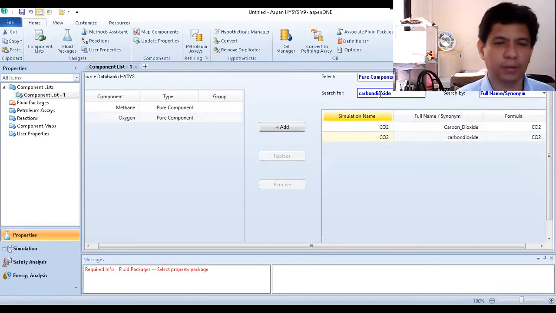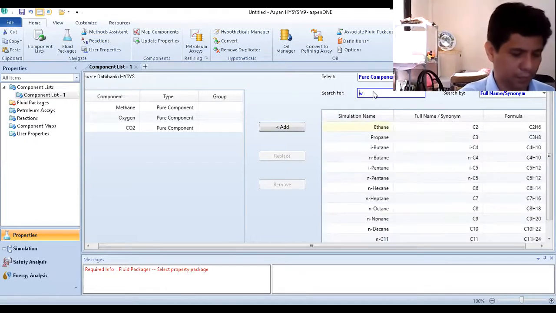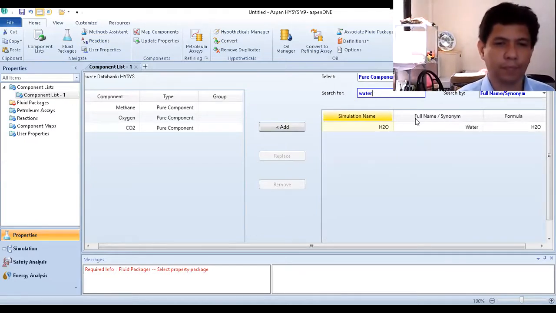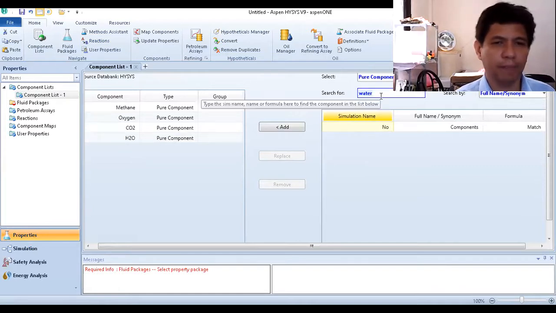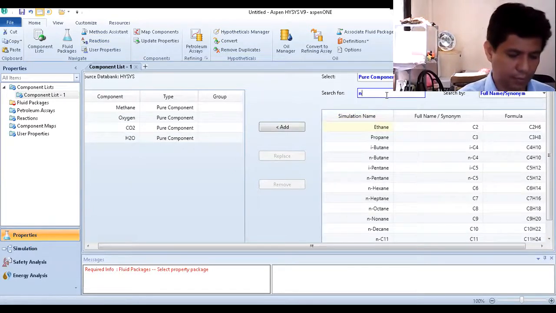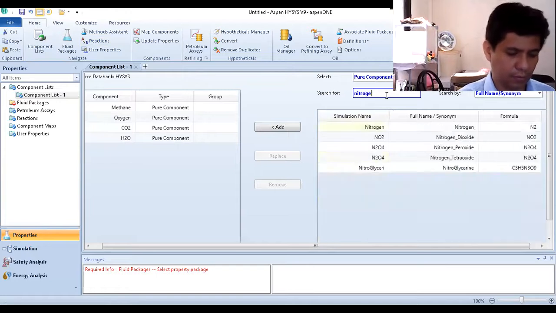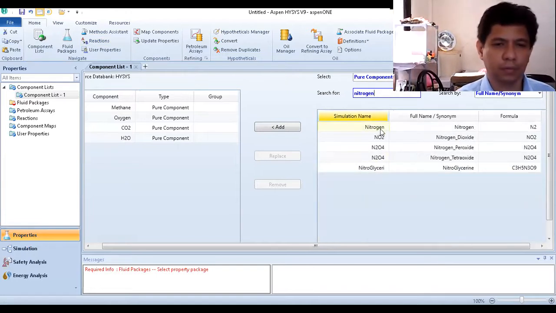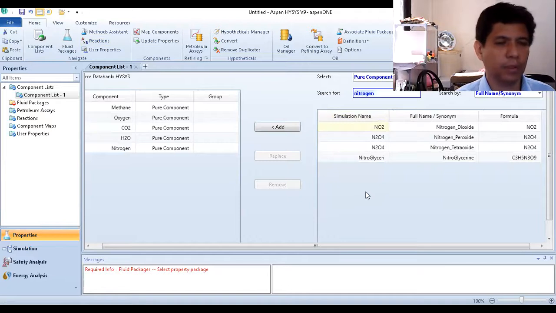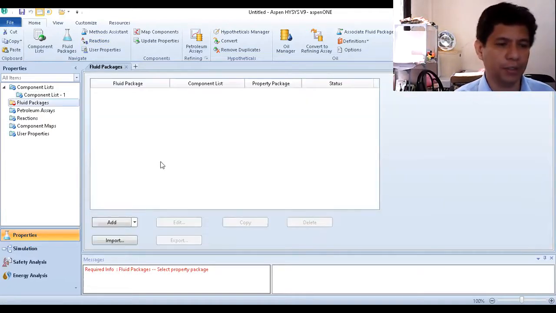Notice that there should be no space in the name of carbon dioxide. And then water. Okay. And then finally, nitrogen. Okay. I'm going to use Peng Robinson as the fluid package.